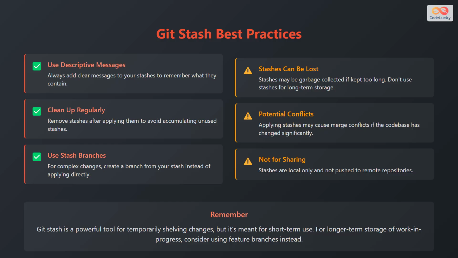Git Stash is a powerful tool for temporarily shelving changes, but it is meant for short-term use. For longer-term storage of work in progress, consider using feature branches instead.